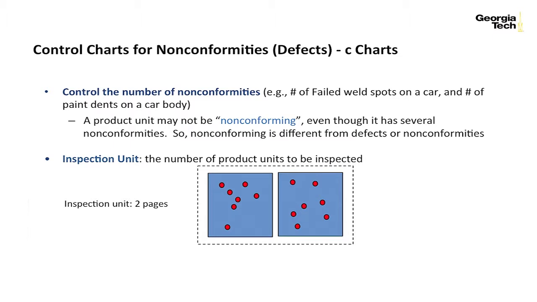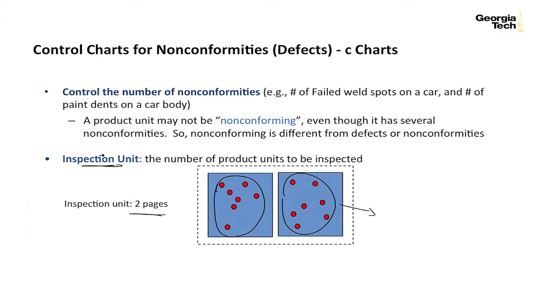For example, in this case, if we are interested in finding the number of typos in typed pages, we can define the inspection unit as 2 pages. And basically, the total number of defects in this example is this plus this one. As I said, the inspection unit could be more than one product or part. Why do we need to do that?